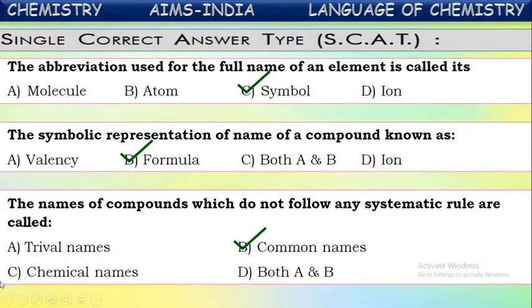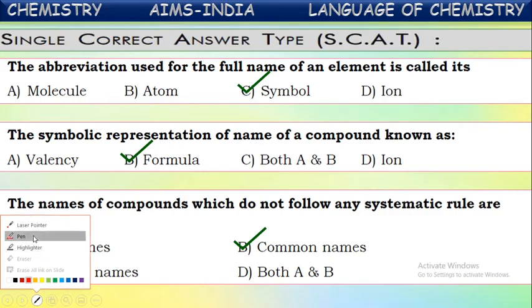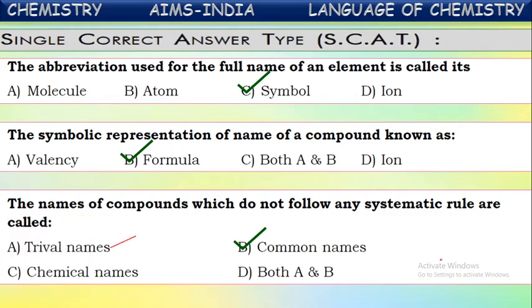Actually, it is tribal names or common names. We can say both of these two will be correct answers. Now the answer will not be B alone. It will be both A and B. Tribal names or common names they are called.